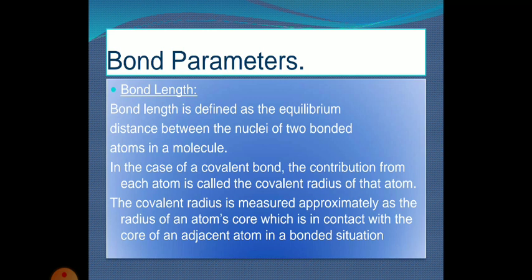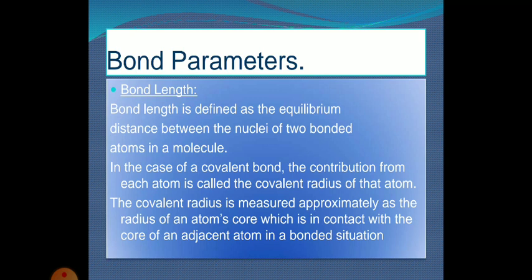Bond parameters, in that we will learn first the bond length. Bond length is defined as the equilibrium distance between the nuclei of two bonded atoms in a molecule. Suppose we consider, for example, H2: one hydrogen atom is separated from another hydrogen atom by a distance. The distance between the two nuclei of these bonded atoms is called the bond length of that corresponding molecule, that is H2 molecule.